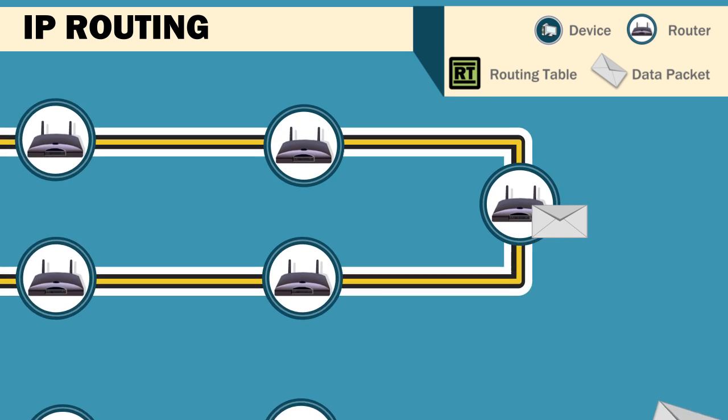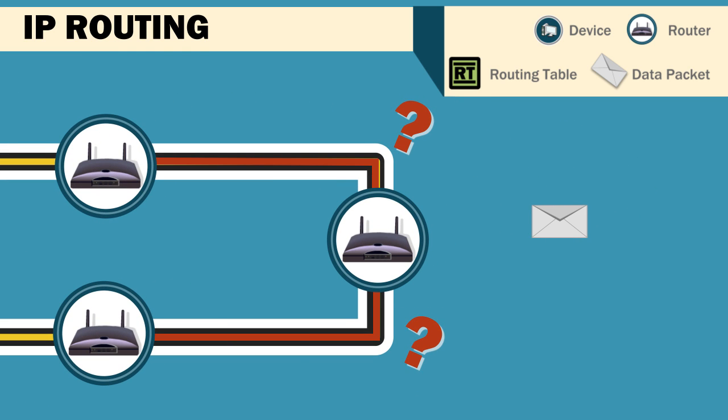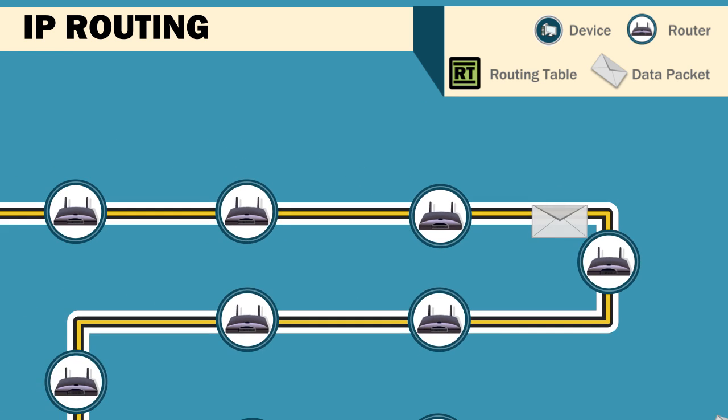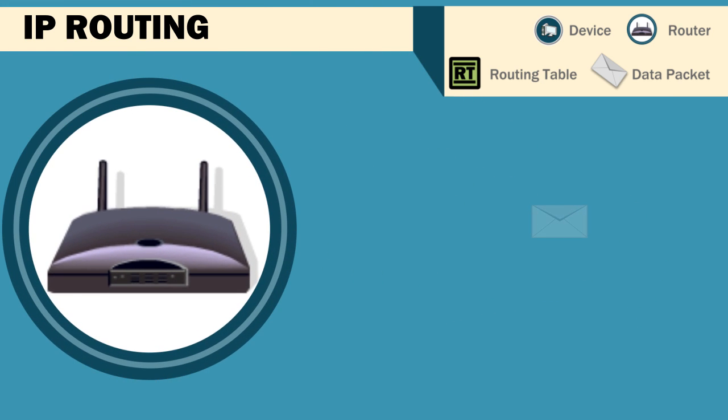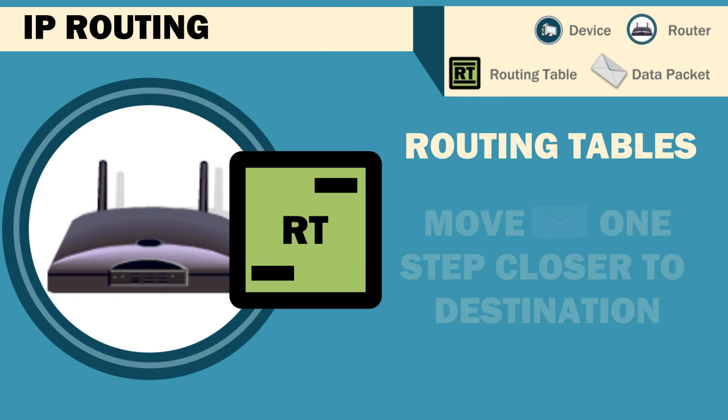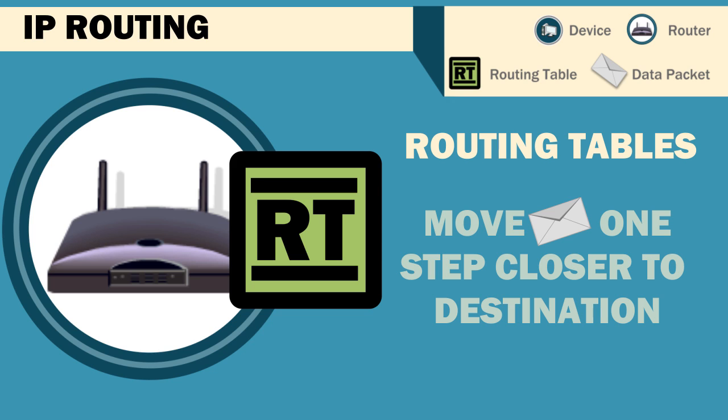Each one works independently to move the packet one step further along the route. No router knows the full path to the destination. They don't know where the packet was 3 steps before arriving or where it will be 2 steps after leaving. The router's job is to use its routing tables to move the packet 1 step closer to its destination.